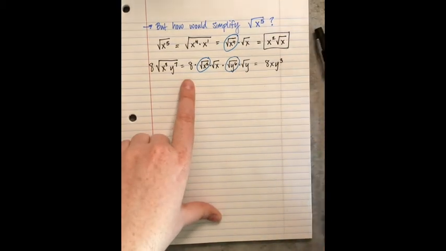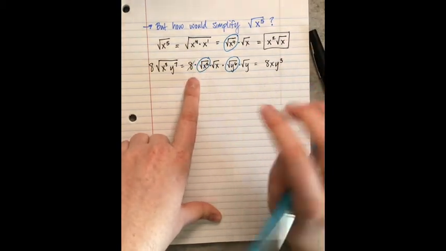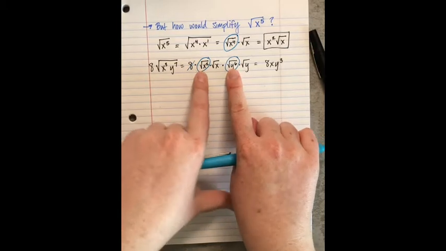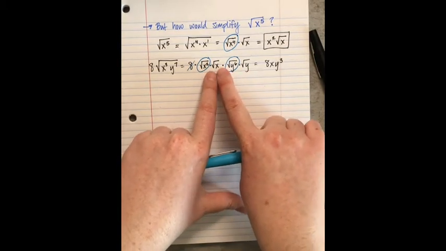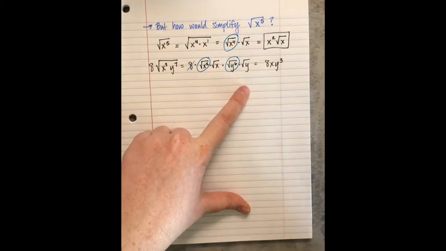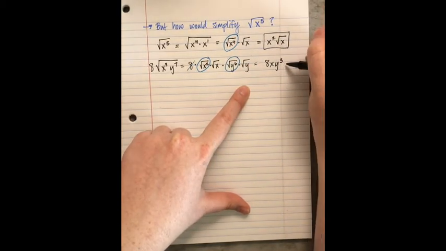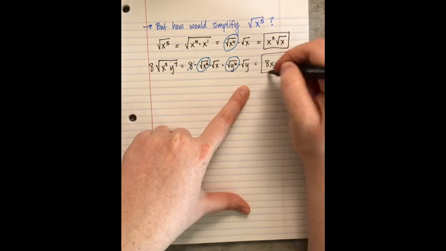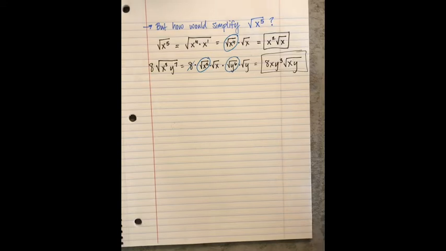So I took care of 8, so that's done. I took care of these two perfect squares, and what I'm left with is the square root of x times the square root of y. Well, we can shove that together underneath the radical as xy. And that's our final answer.